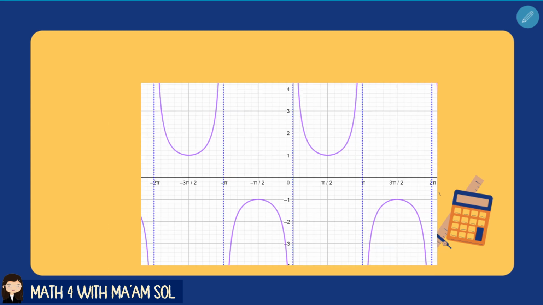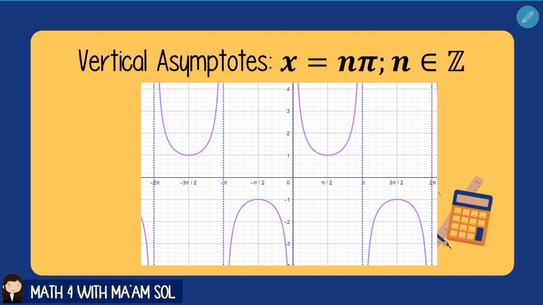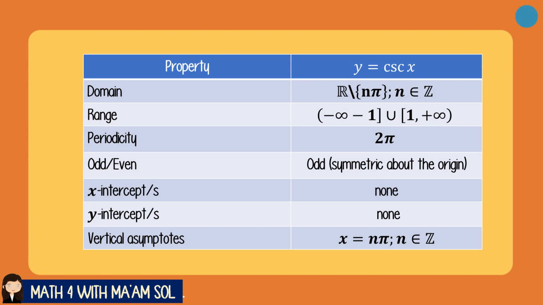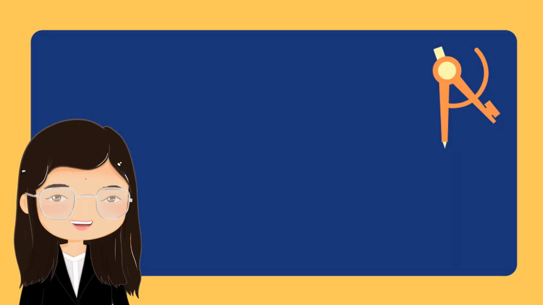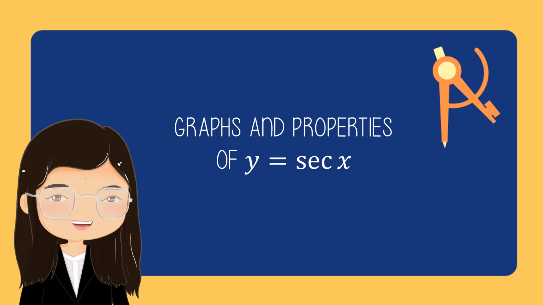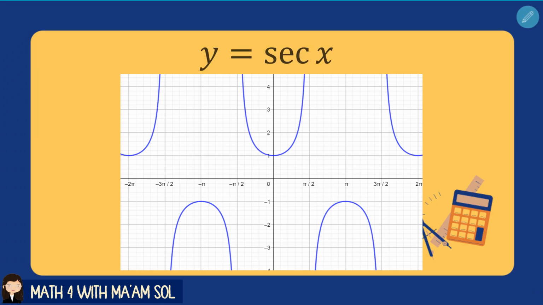However, the cosecant function has vertical asymptotes. They are x equals n pi, where n is any integer. We now summarize the properties of the graph of the cosecant function for your reference. The fifth function that we are going to examine is the secant function. We also plot its graph and examine its properties.